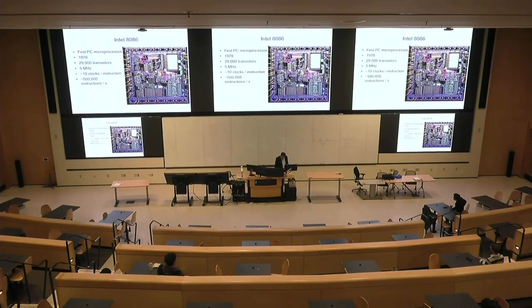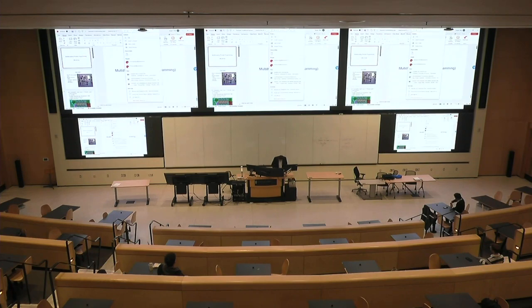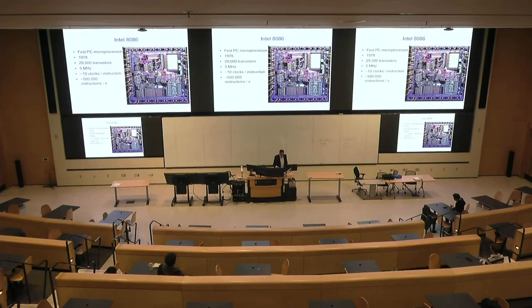So this is the first PC microprocessor, the Intel 8088. It was shipped in 1978. It had 29,000 transistors in it, and ran at a 5 megahertz clock frequency.